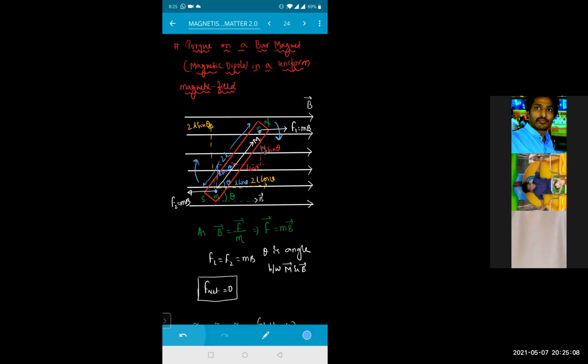This is the force, this is the perpendicular distance. You are rotating about point O, that means you are rotating like this. Whenever this force and this perpendicular distance, again you are rotating about point O, this is also in which direction? Clockwise direction.